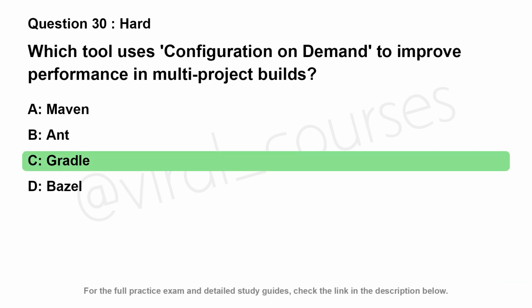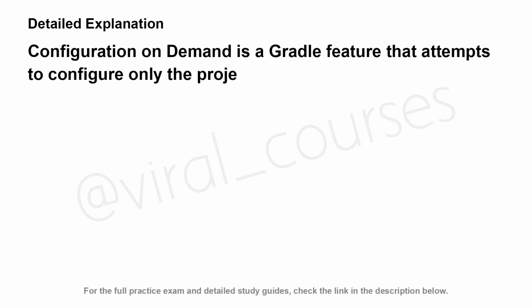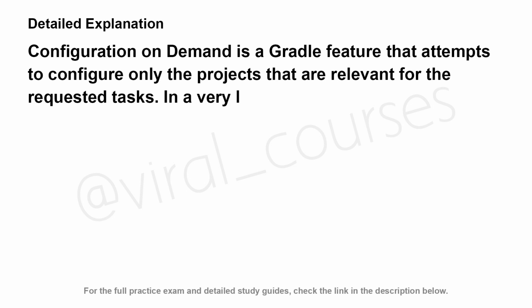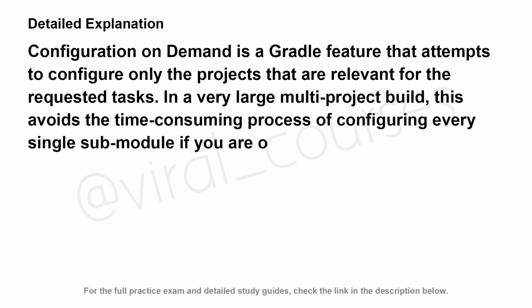The correct answer is C. Configuration on demand is a Gradle feature that attempts to configure only the projects that are relevant for the requested tasks in a very large multi-project build. This avoids the time-consuming process of configuring every single submodule if you are only working on one of them.